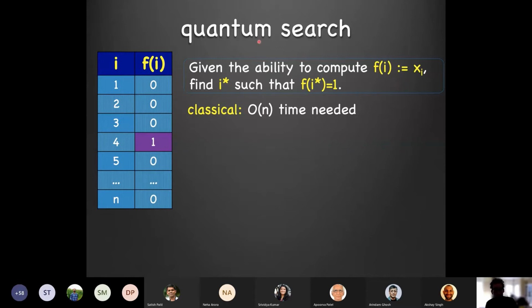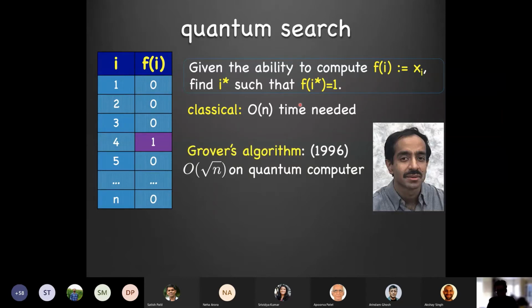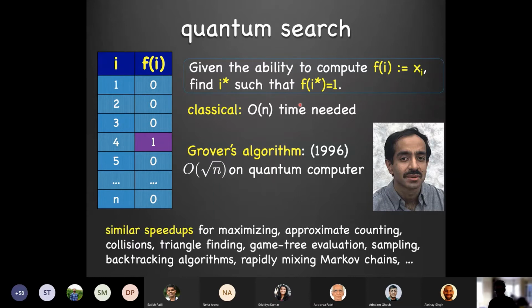So Grover's search algorithm is the following problem: given the ability to compute a function f of i that maps input i to output x sub i. In other words, the truth table of f is x1 through xn. You want to find a marked element, an i star, such that f of i star evaluates to 1. Classically, of course, you need order n time. Grover found you could do this with time scaling like square root of n on a quantum computer. Since then, people have extended this to many unstructured or semi-structured search or optimization problems.